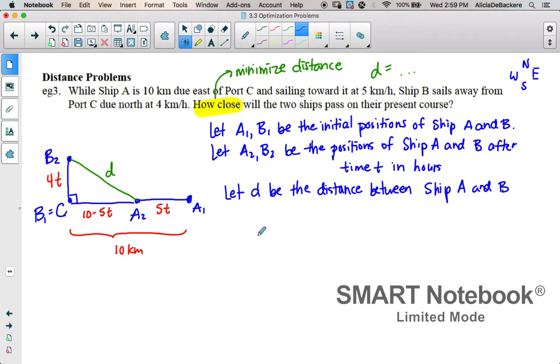So my equation is going to be d squared, that's the hypotenuse, is equal to the one side length squared plus the other side length. And I'm just talking about the side length of this triangle here, right? So it's the 10 minus 5t. And then I can solve and make this an expression for the distance in terms of time by squaring over and square rooting this expression.